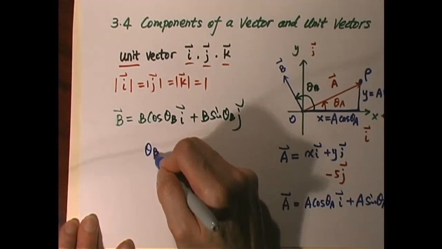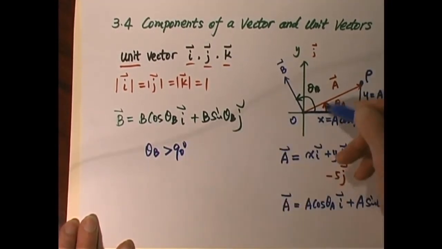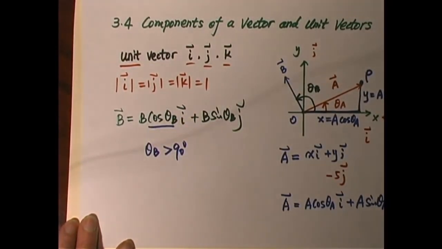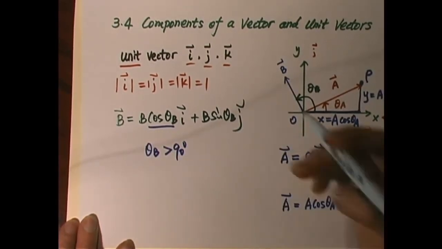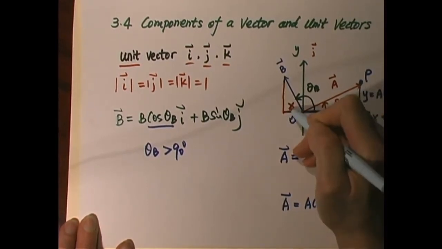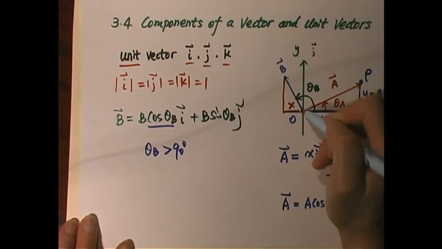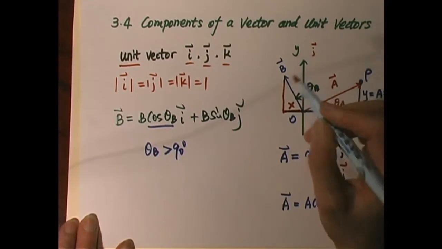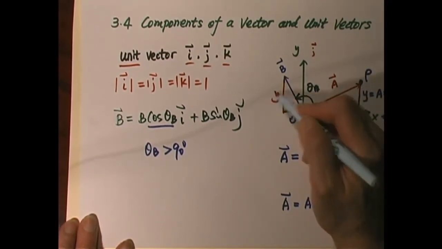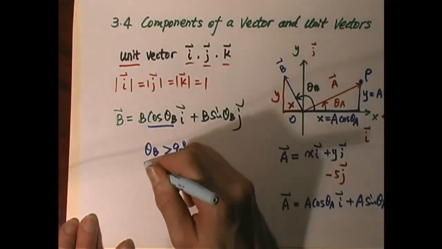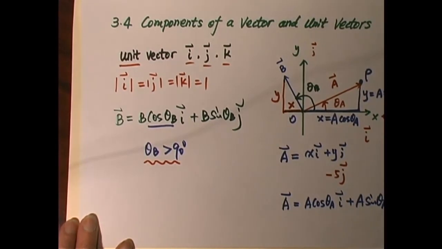Now take a look. If theta b is more than 90 degrees, as in this case, then cosine theta b is negative. That's right, because the x component of this b vector, look here, is on the left side of the origin, in the opposite direction of positive x. So it's negative this many units right here. But the y is still along the positive side of the y-axis. That's because sine theta b, even if theta is more than 90 degrees, is still positive.